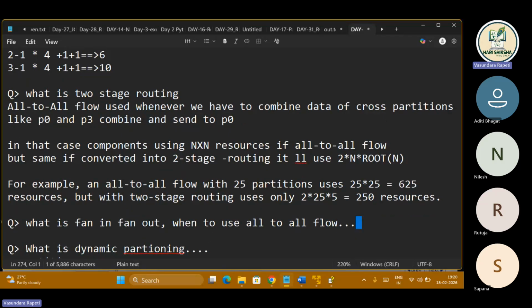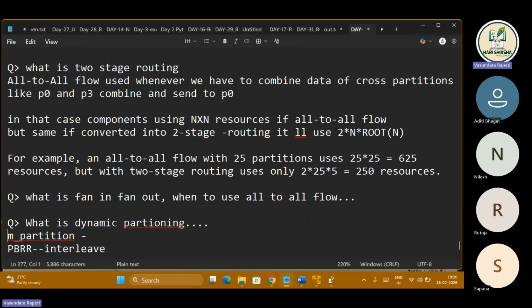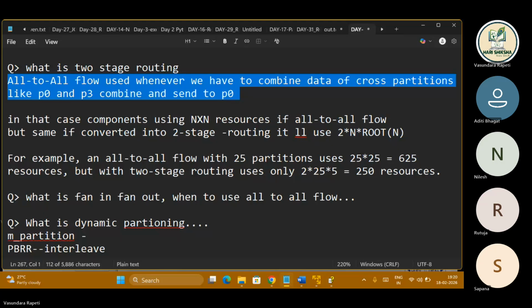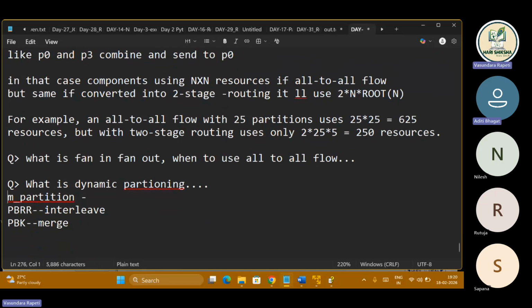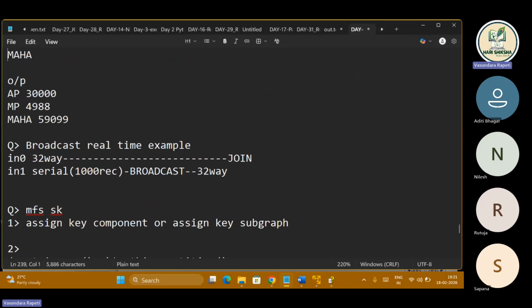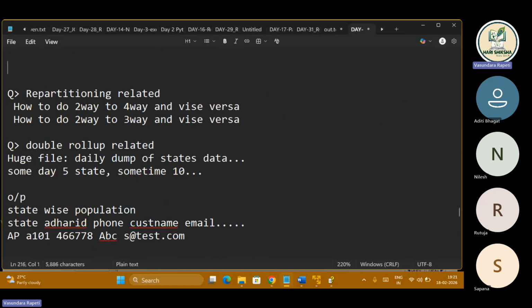Then what is fan out, fan in? That you know already. When to use all-to-all? Sometimes they ask when to use all-to-all. So I have written here: for cross partitioning, or for repartitioning which is having a non-integer multiple. Then dynamic partitioning, you can see this. You have real-time access. See the m_partition command for dynamic partitioning. Then next one, this.